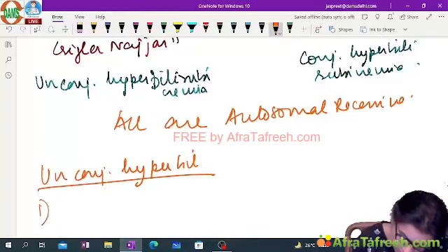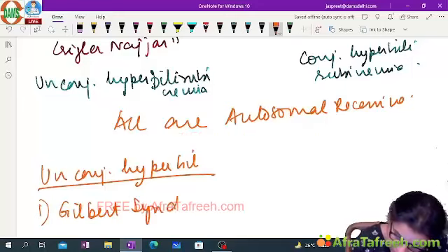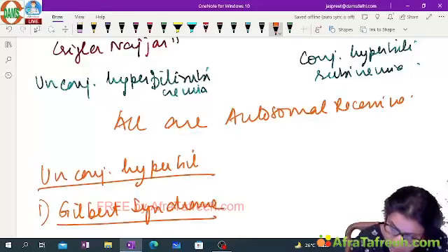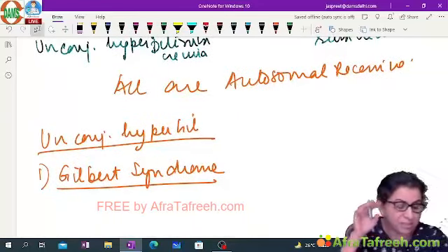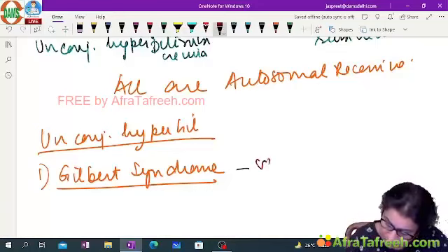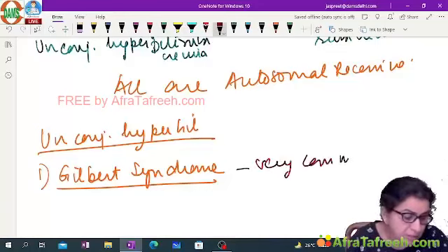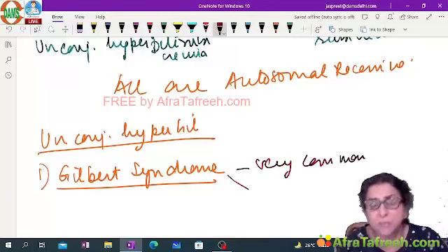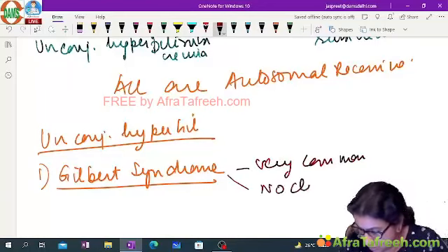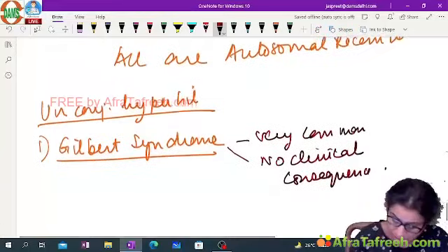So number 1 is Gilbert syndrome. Now, Gilbert syndrome is very common, and usually it doesn't cause any problem. Very common, no clinical consequence. Okay, what is the problem in Gilbert syndrome?